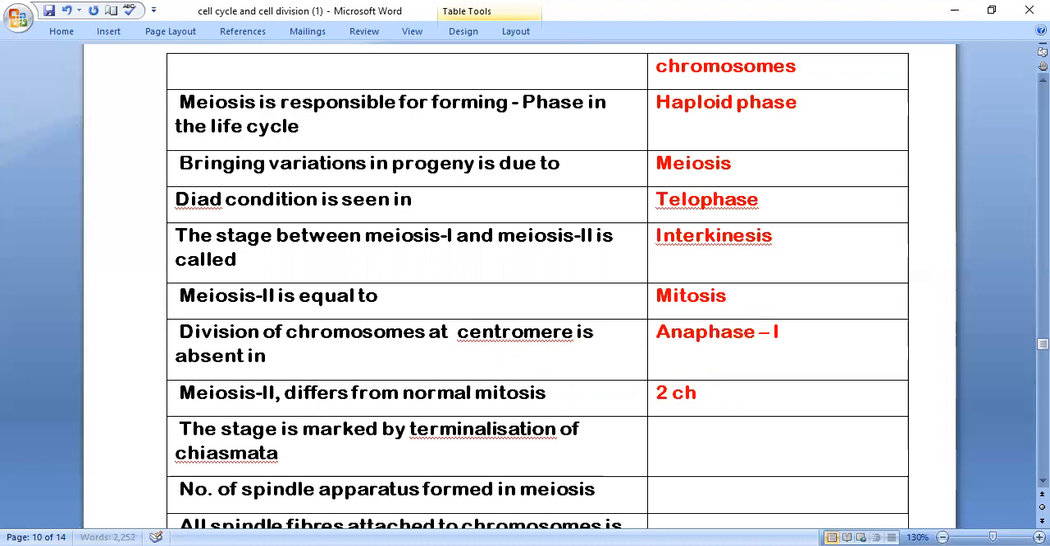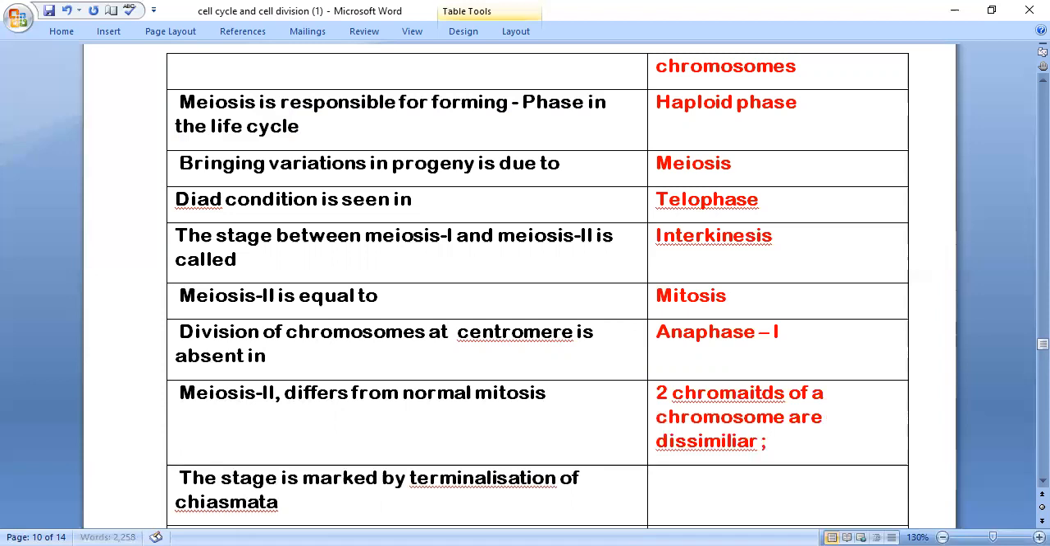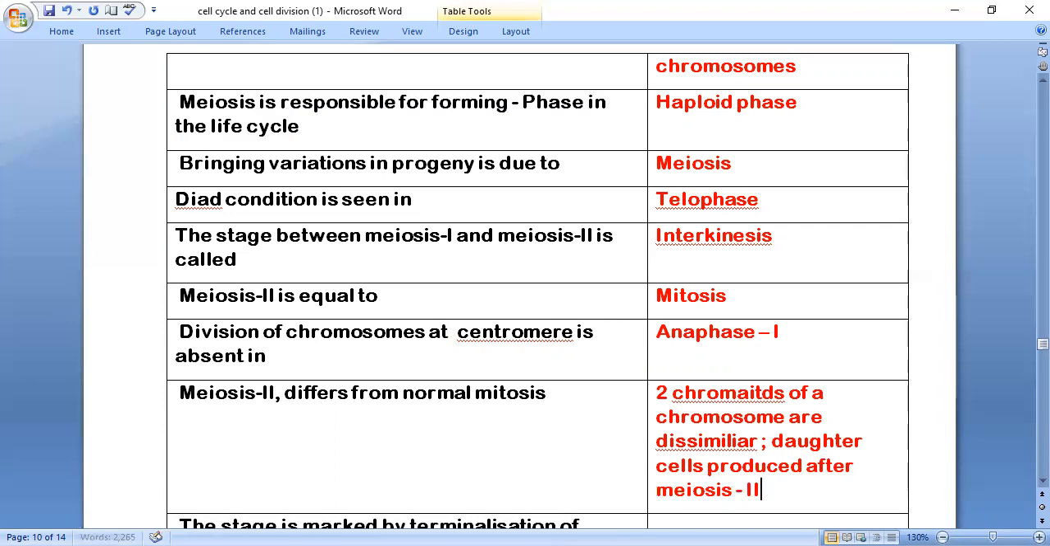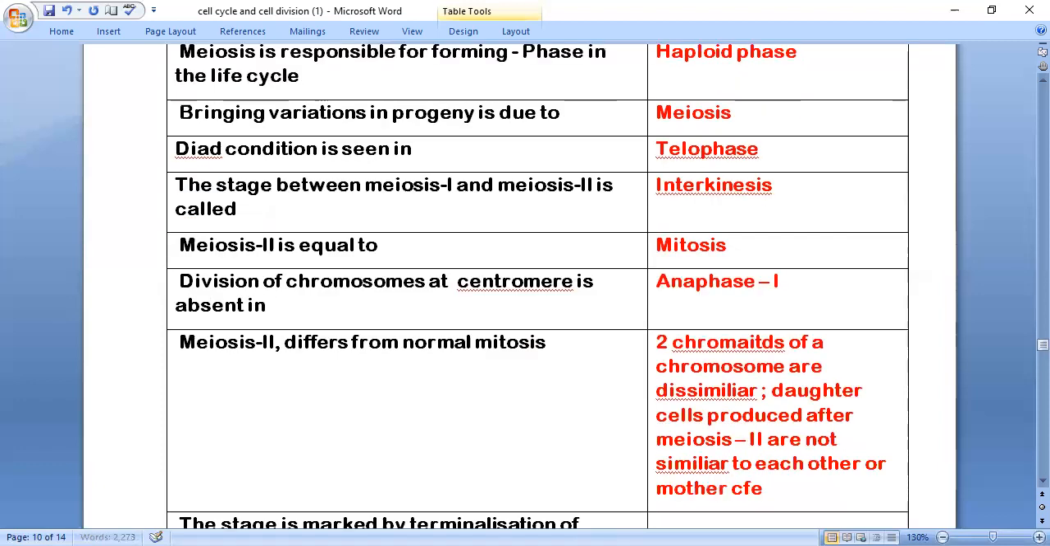The two chromatids of a chromosome are dissimilar, and daughter cells produced after meiosis are not similar to each other or to the mother cell.